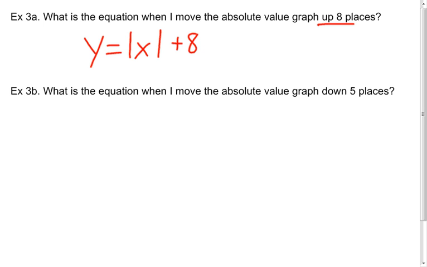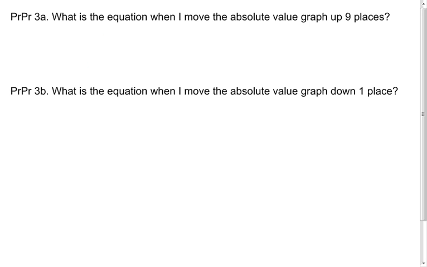What is the equation when I move the graph down 5 places? In order to go down, I need to subtract on the outside of the bars. So there's my bars, and on the outside I need to subtract 5. And those are the equations that I would get. Two of the same things for you. You've got one going up 9, you've got one going down 1. Figure out what happens to the equations.